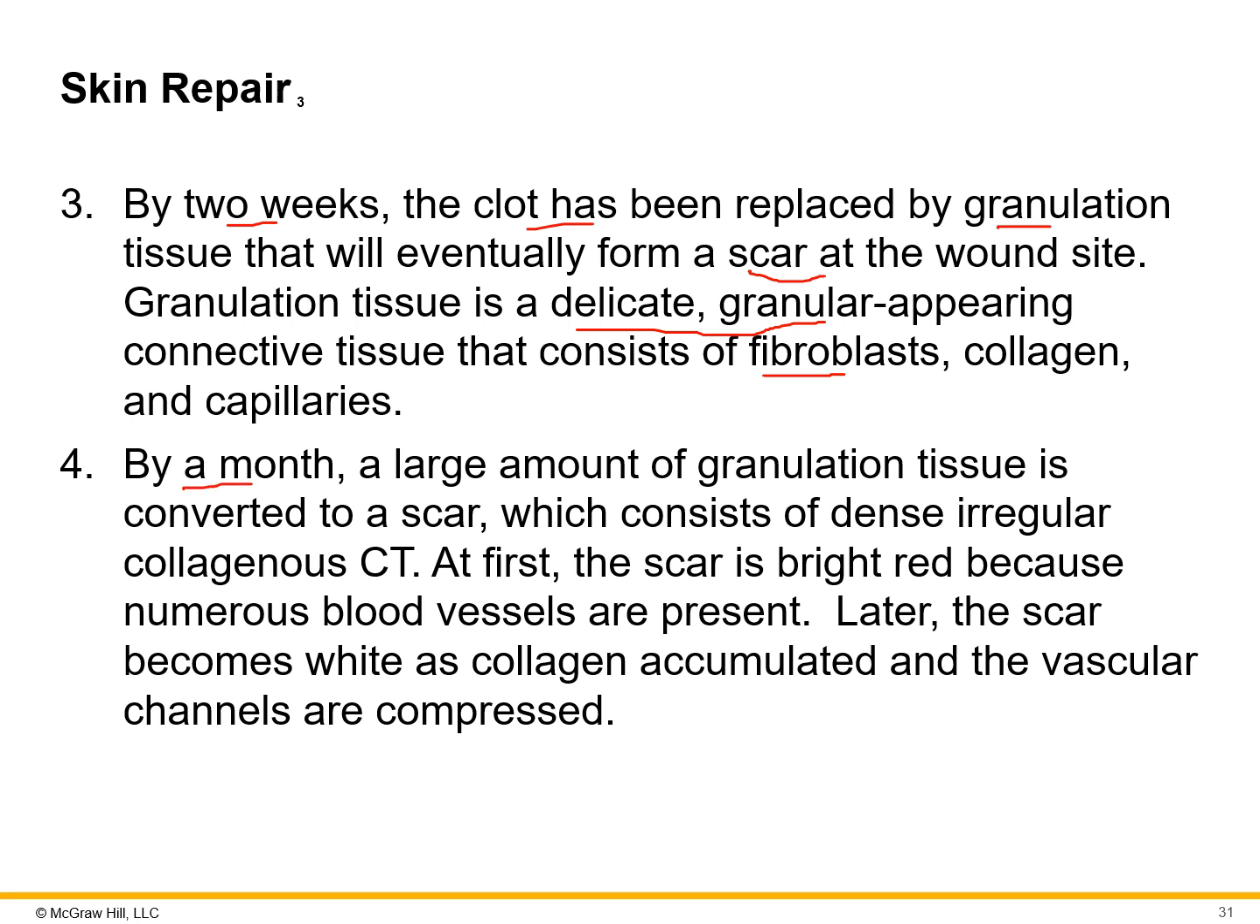Now, within a month, we have a lot of granulation tissue that's been converted to scar, and typically the dent's irregular. So at first, the scar is kind of bright red because there's still lots of blood vessels present, but then later it becomes white as collagen accumulates and those vascular channels are compressed.